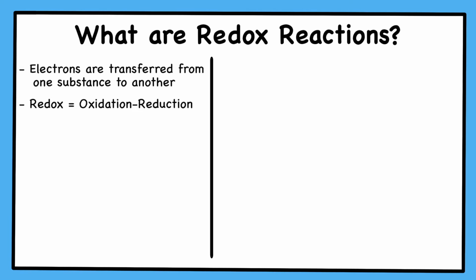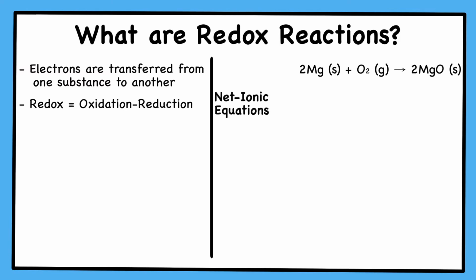The complete chemical reaction for this is 2Mg solid plus O2 gas yields 2MgO solid. If we split this up into its ions and produce the net ionic equation, it would read 2Mg solid plus O2 gas yields 2Mg2+ plus 2O2-.